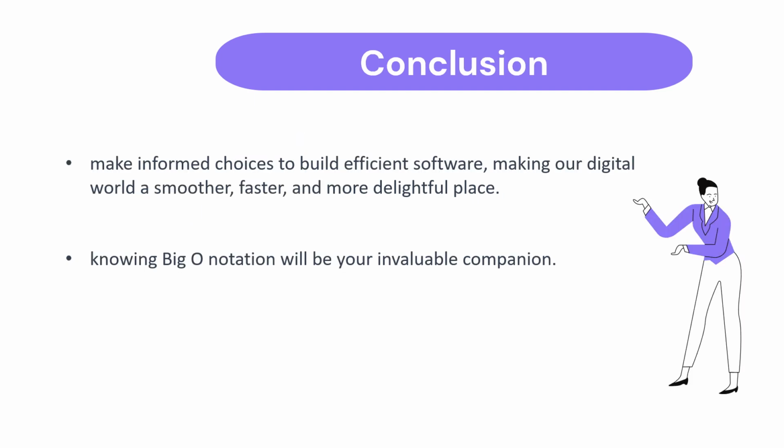In conclusion, Big O notation is our trusty guide through the wilderness of computational efficiency. It's the language we use to discuss and evaluate the performance of algorithms and data structures. By understanding the Big O notation, we can make informed choices to build efficient software, making our digital world a smoother, faster, and more delightful place.